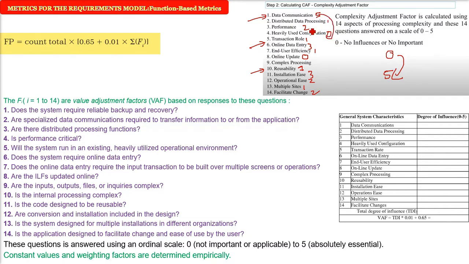So when you add them, what do you get? This is sigma fi. Whichever number comes, as I said, 34, 39, or whatever, this is sigma fi. And you just put it here, that will be the function point.